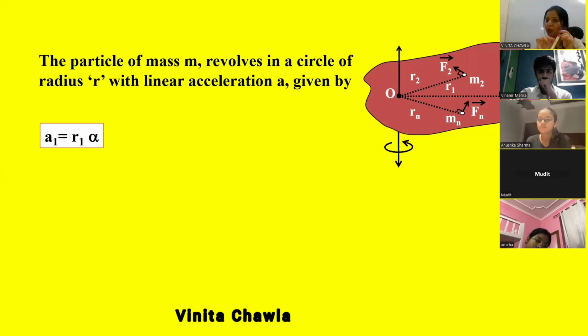Some particles will be inside, some outside. They have different R1 and R2 values, right? But angular velocity is constant. Omega is constant. Okay?